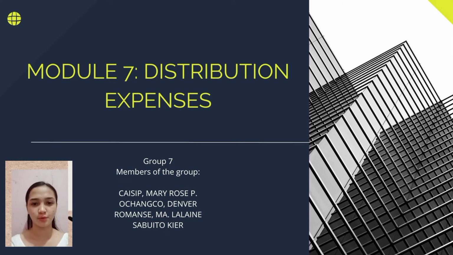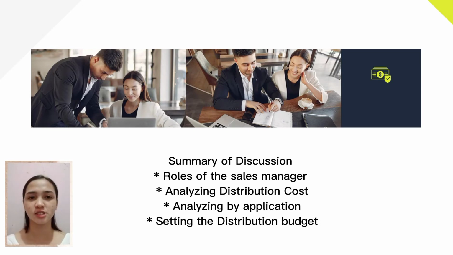Good afternoon, everyone. We are Group 7 and we're assigned to discuss Chapter 7, Distribution Expenses. The summary of our discussion. At the end of this chapter, you will be able to know the role of the sales manager, analyzing distribution costs, analyzing by application, and setting the distribution budget.